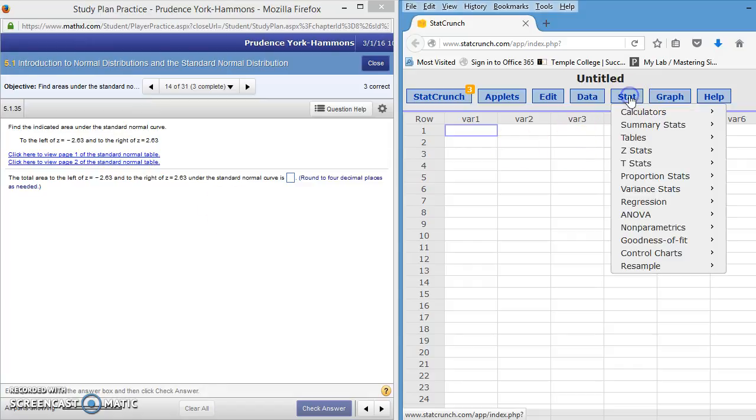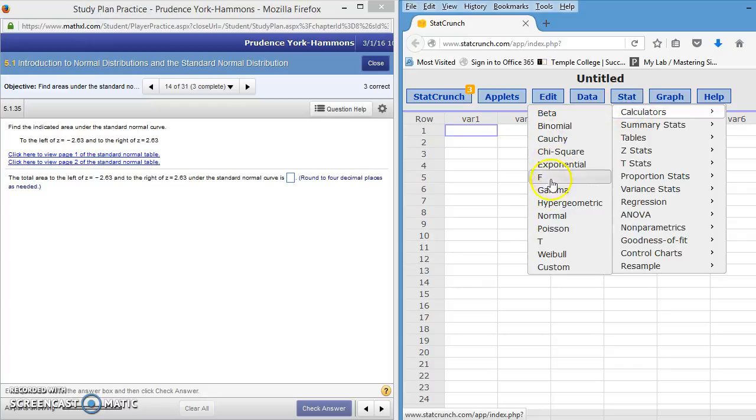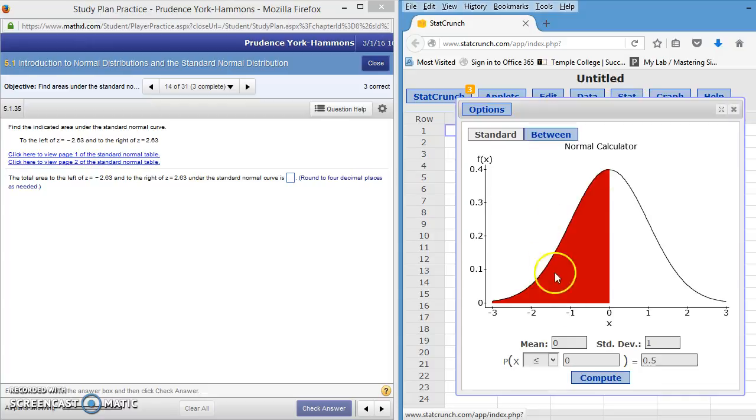So let's start with Stat, Calculator, Normal. Our mean is 0. It's very important. Standard normal curves, mean of 0, standard deviation of 1.